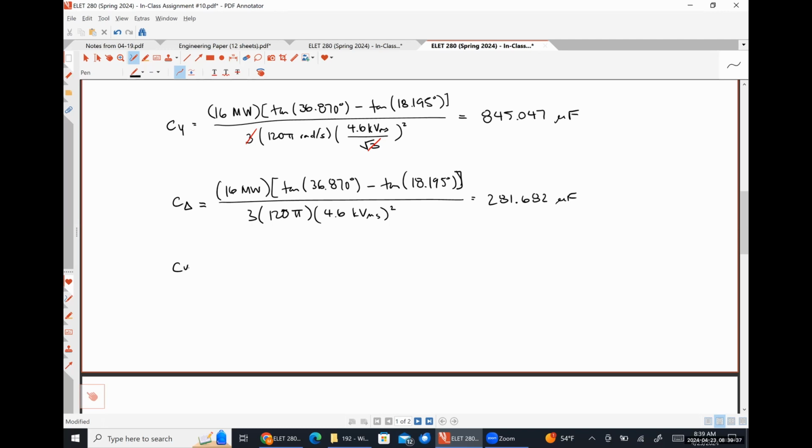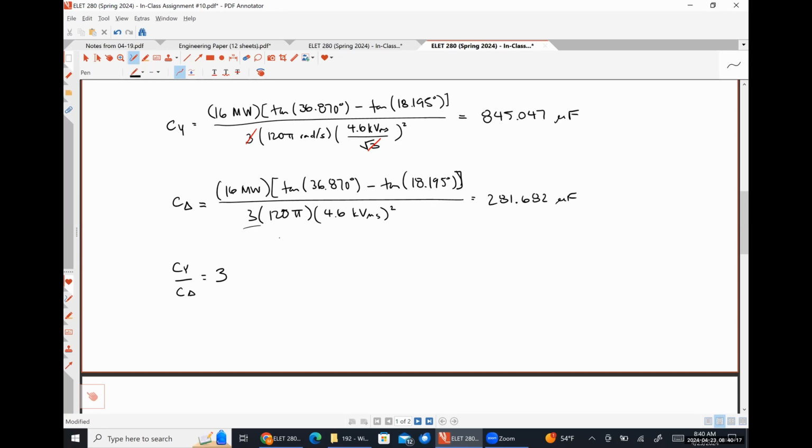I want you guys to do me a favor. I want you to take that number for CY and divide it by the number that we got for C delta. What are we going to get? 3. Why do we get 3? So up here, I had 3 and then divided by root 3 squared, which is like 1. Here I have 3 and not dividing by the root 3 squared. So it's literally the exact same expression divided by 3. Does that make sense? I hope it does, because this is nothing more than a delta-Y transformation on our load.